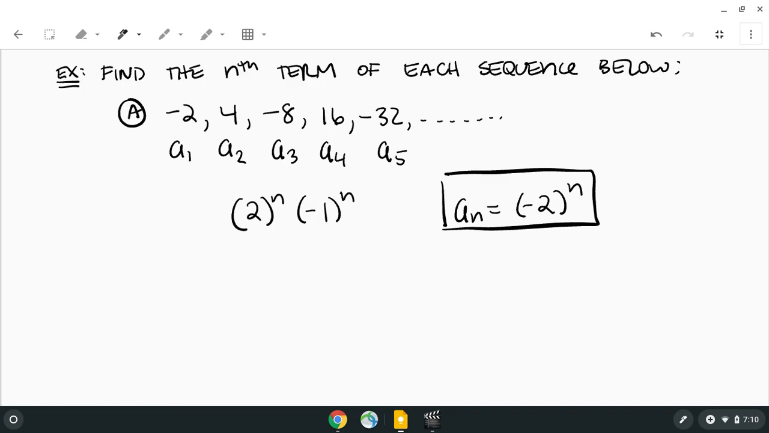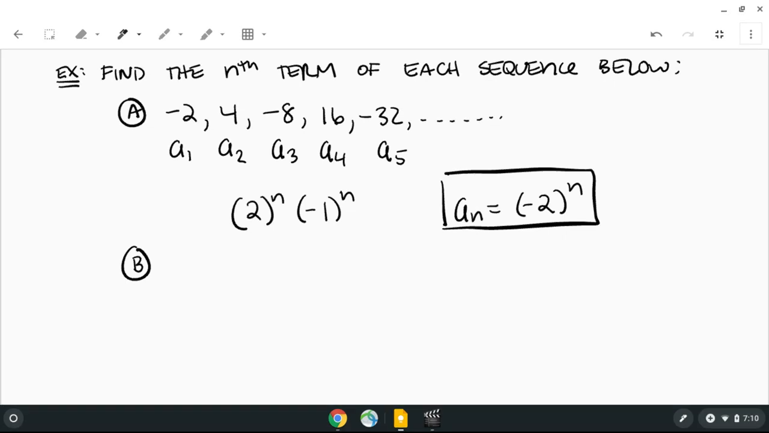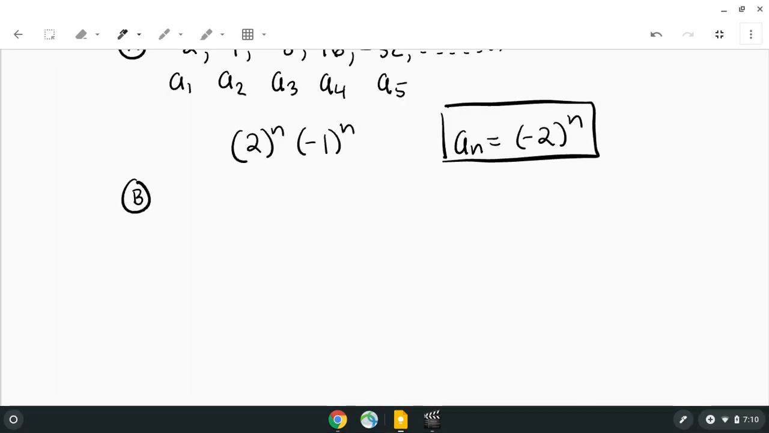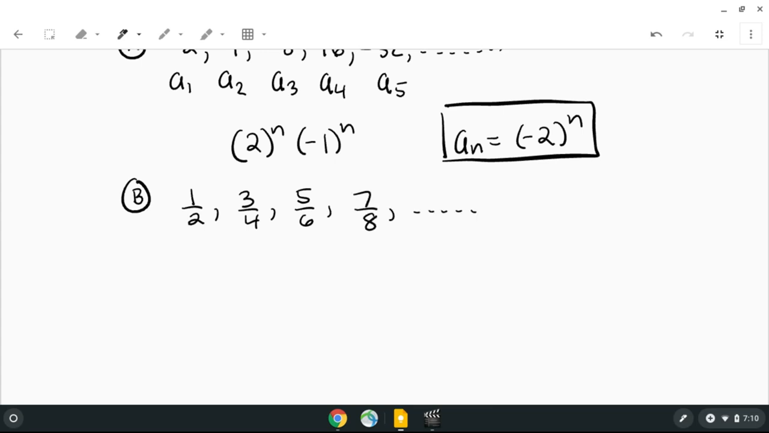Let's have a look at another one. Let's take a look at this: 1/2, 3/4, 5/6, 7/8. So maybe you see a pattern here.